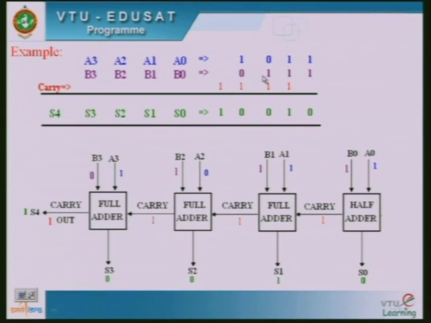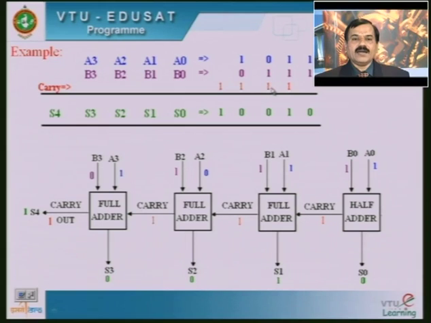B2 is treated as 1. So these two values are added along with the carry that is made available here. Then 1 plus 1 is 0, plus 1 is 2, that is 1 0. So that 0 is considered as the sum S2 value, and 1 is taken as carry out from this particular full adder stage, and that carry out is input as the carry in to the last full adder stage.